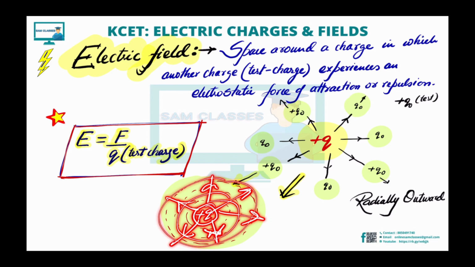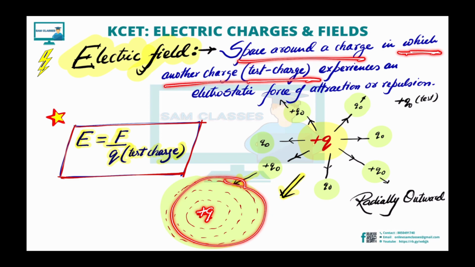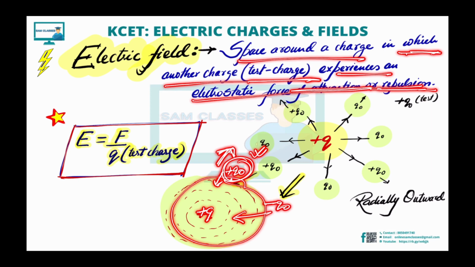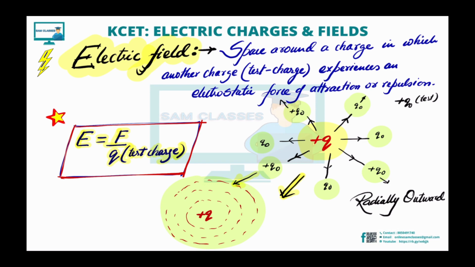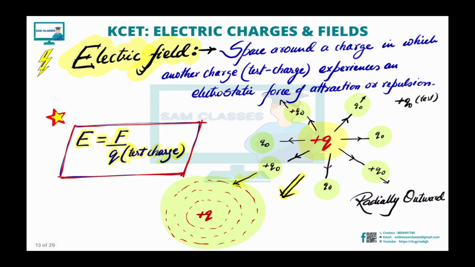Now you shouldn't have any doubt in this. The definition will sound pretty clear: the space around a charge in which another charge, let's say here you are bringing Q naught, can experience an electrostatic force of attraction or repulsion. In this case it is facing repulsion, because they are like charges; if it was unlike, you could have faced an attraction also. Electric field can also be defined as force by charge, that is, the test charge. So electric field is nothing but the force per unit test charge. That also we can use as the definition.